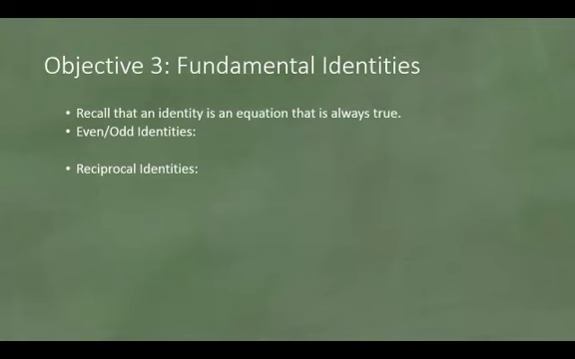Recall that an identity is an equation that is always true. So we have even and odd identities. For example, we knew that sine of x is odd, so that means that sine of negative x should always equal negative sine of x. Cosine of x is even, we've already mentioned this, and that means that cosine of negative x should equal cosine of x. In other words, negatives don't affect cosine, but they do affect sine.